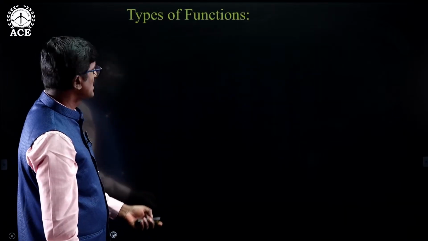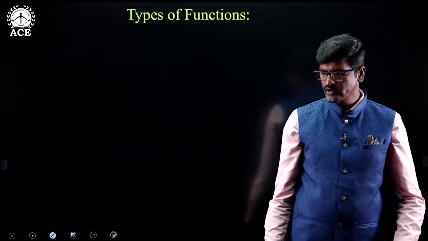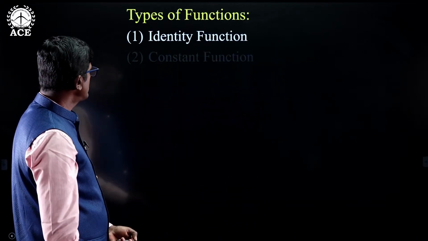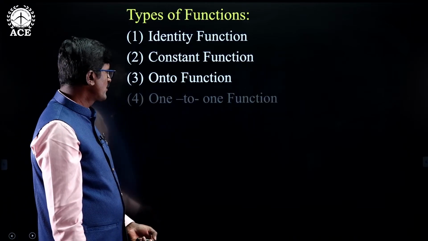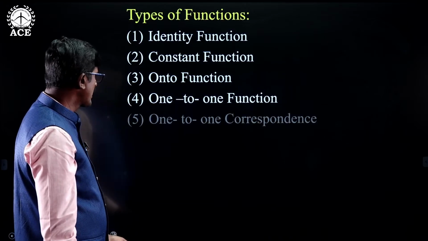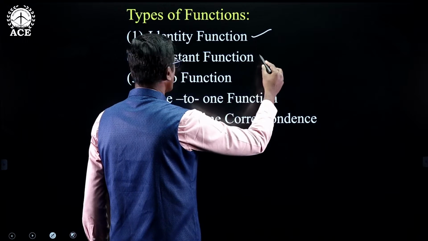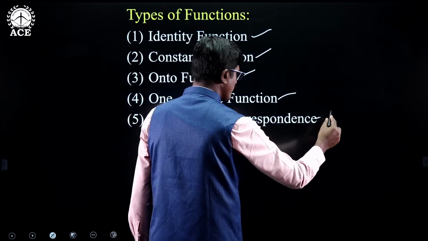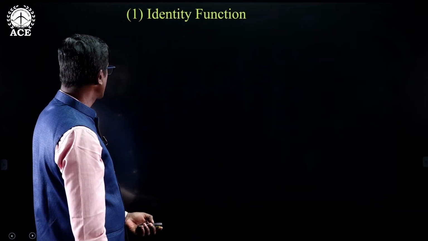Now we'll see the types of functions. There are different types of functions, and we are going to discuss all these functions with examples. The first one is identity function, the second one is constant function, then we have onto function, then one-to-one function, then one-to-one correspondence. Now I'll see them one by one with definitions and examples.